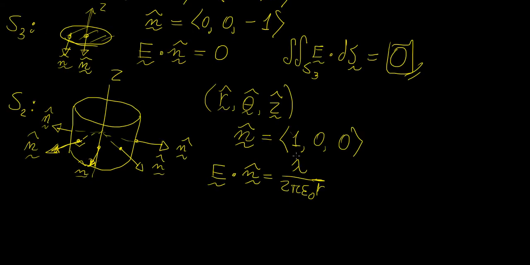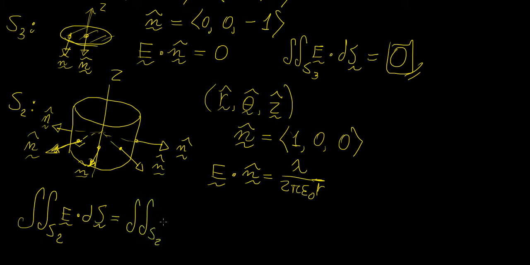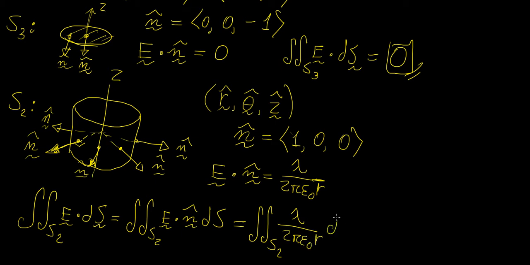Alright, so now in this case we do need to set up the integral. So the flux integral for this surface 2 is going to be equal to this, which is equal to the integral of E dot product with the unit normal vector dS over S2, and now we have lambda over 2 pi epsilon 0 r dS.